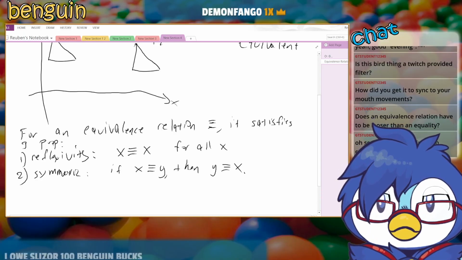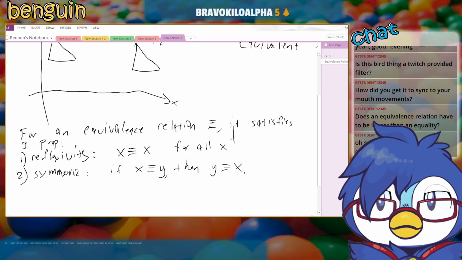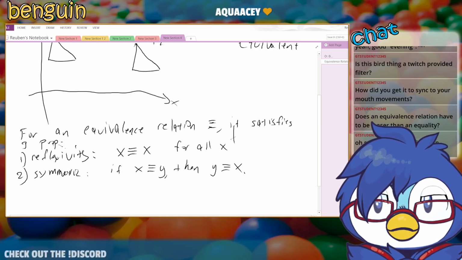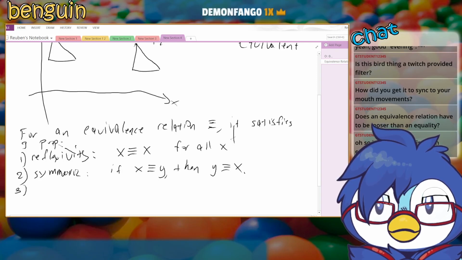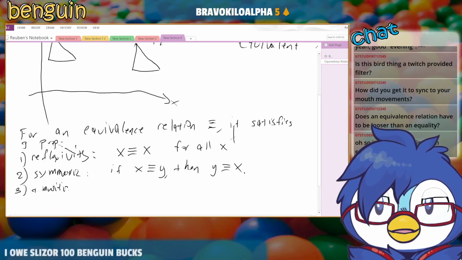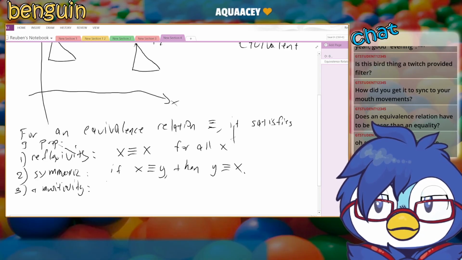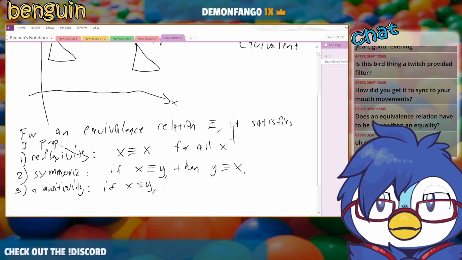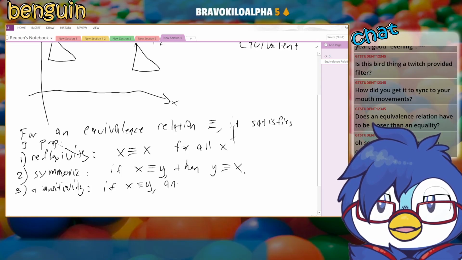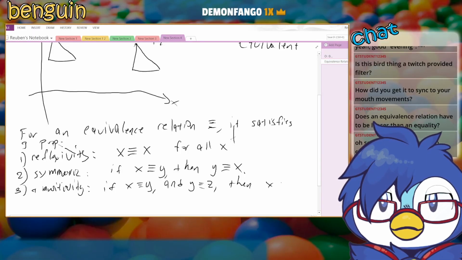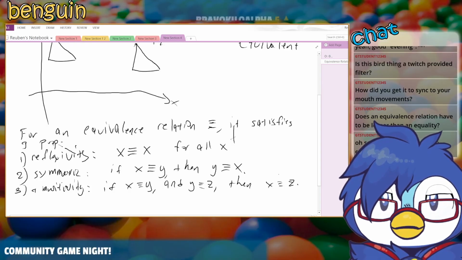Sometimes my cursor disappears and it's difficult to see where it is. Here it is. And then we have transitivity, if my handwriting is not the greatest. Transitivity says that if x is equivalent to y and y is equivalent to z, then x is equivalent to z.